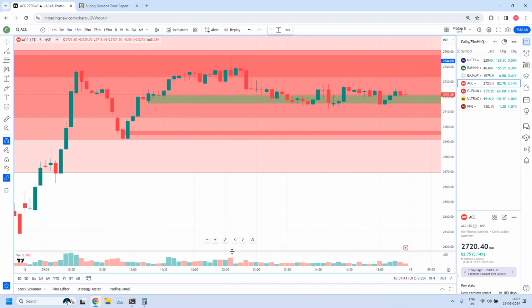And that way, for the second trade, ACC has given 6,900 profit. That means close to 7,000 rupees profit, which is a 4.2% return on the investment. Your ROI is 4.2%.